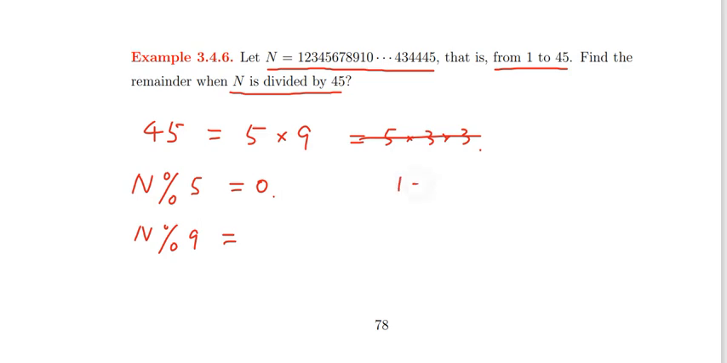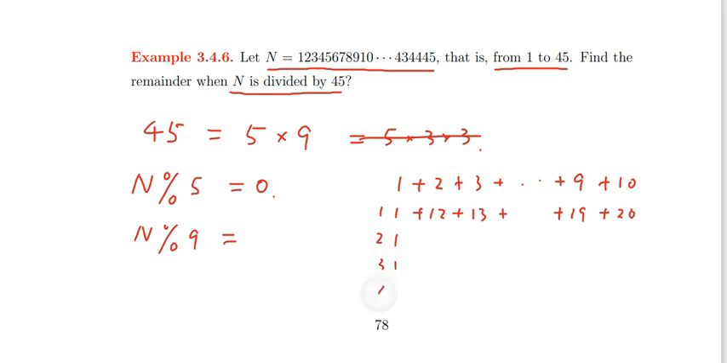Let's say 1 plus 2 plus 3 plus 9, then plus 10, okay, then 11 plus 12 plus 13 plus 19 plus 20, plus 21, then 30, then 40, then 41 plus 42, 43, 44, 45. So we need to add those numbers up.